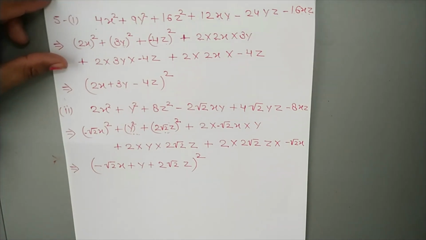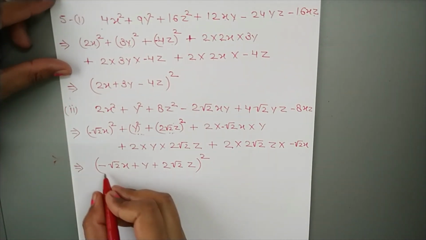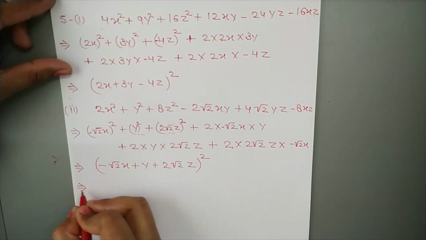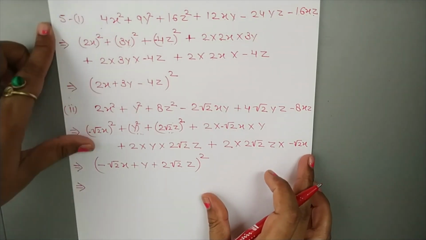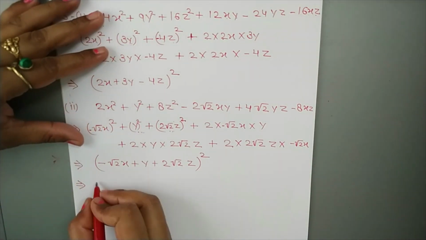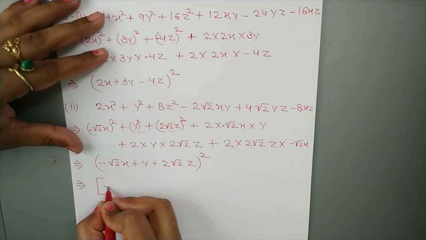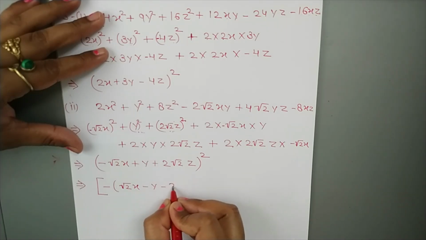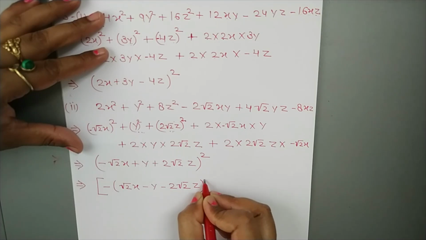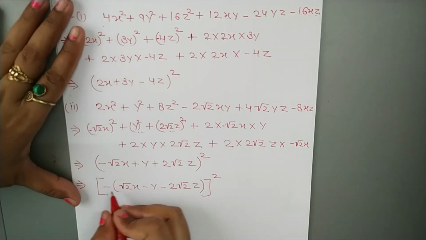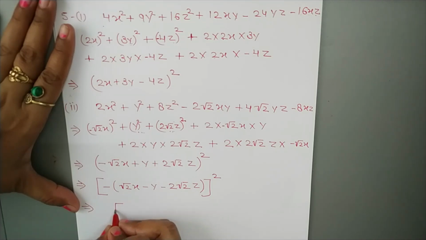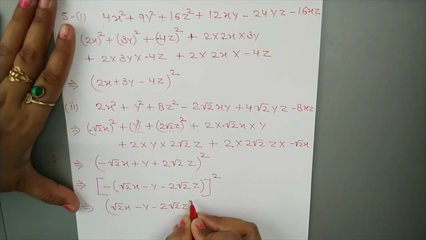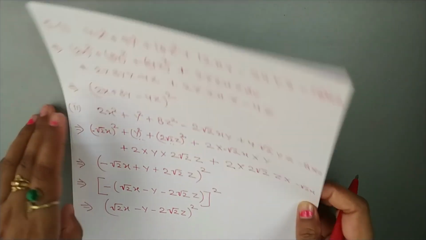Okay, but in the answer it is given this will be positive and these two are negative, so not to worry, you just take the minus sign as common. So it will be minus root 2x minus y minus 2 root 2z, then it will be square. So minus and minus becomes plus. So the answer is root 2x minus y minus 2 root 2z whole square.